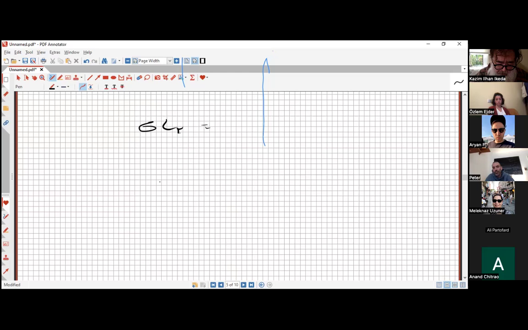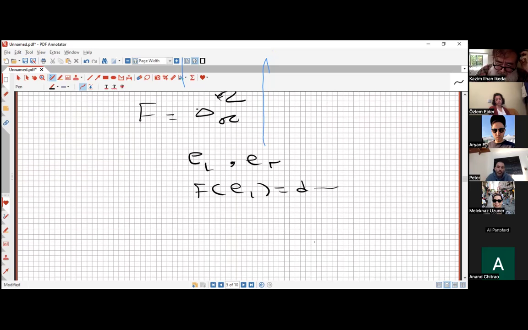Let P be delta of R to the power 2. And let me give a decomposition, a basis E1, E2. And let's assume that F of E1 is divisible by d, and F of E2 is not divisible by d. So this would be my L1, this would be my L2.